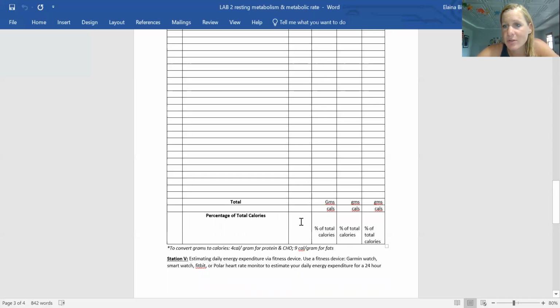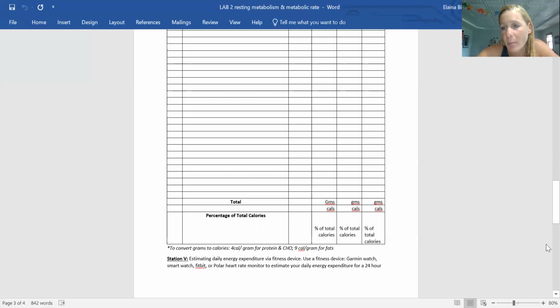Let's say I consumed 2,000 calories. Know that these percentages then need to add up to 100, okay? So if 55% of my total calories came from carbs, and 25% came from fats, and then 20% came from proteins, okay? So those need to add up to 100%. And the way in which you're gonna ensure that that happens is you gotta convert grams into calories, okay?